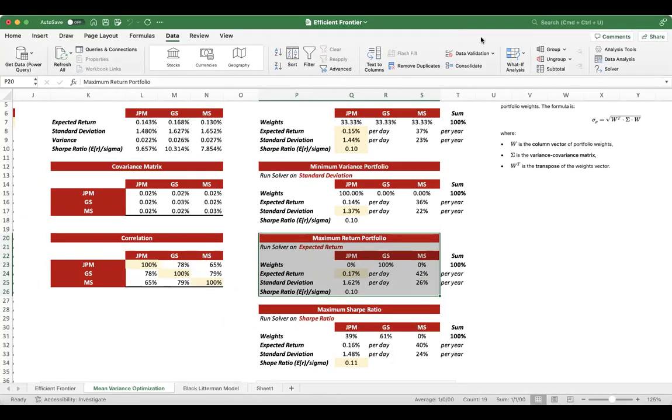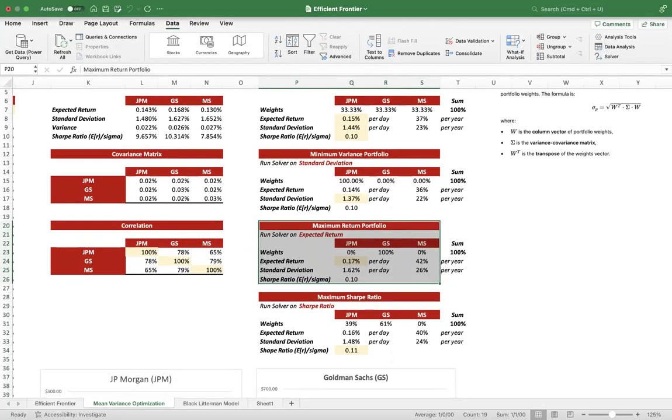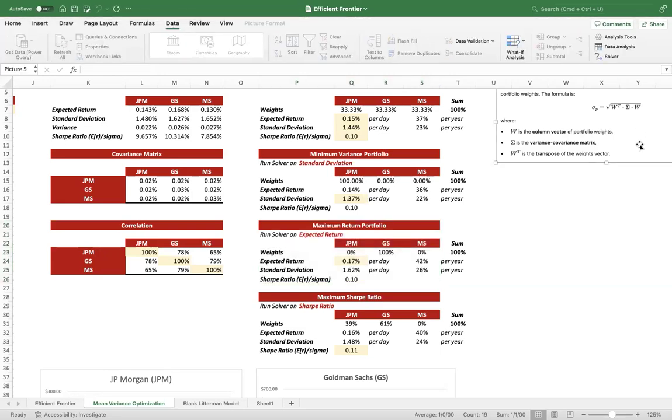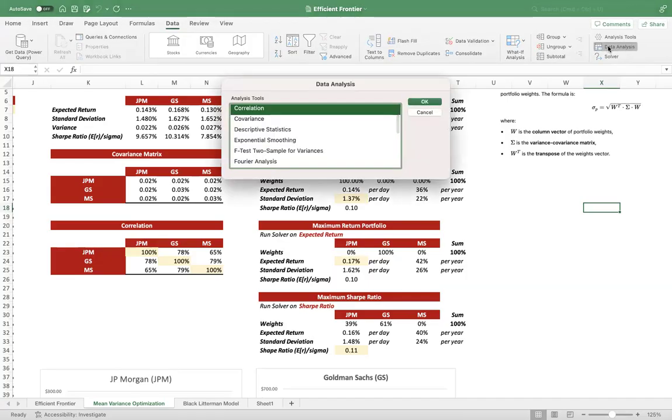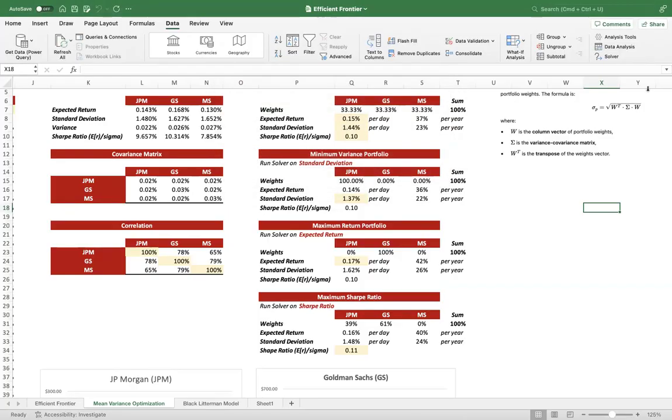So now let me go on data. Okay, for some reason. And I need to go on data analysis. Okay, data analysis. Now, sorry, I need to go on solver, my bad. So I'll go on solver.